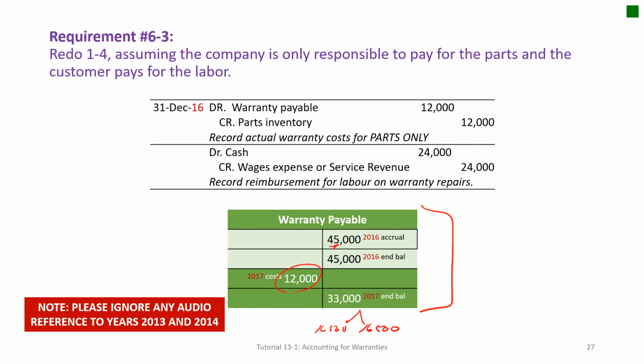And then we can go back and look what our T account would look like. Recall that our initial accrual in 2013 of $45,000 and a $12,000 debit for the parts. This leaves us with $33,000 remaining, and that's going to be split to 2 years. And 33,000 divided by 2 is 16,500 each year.